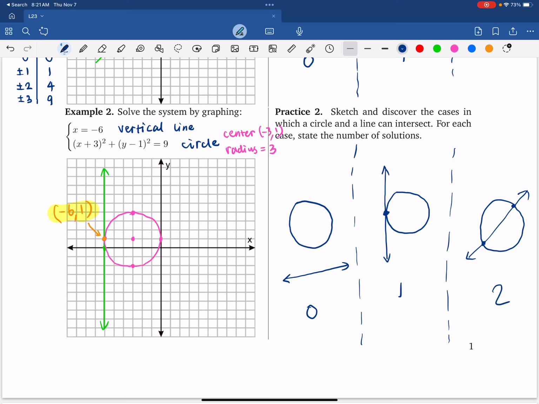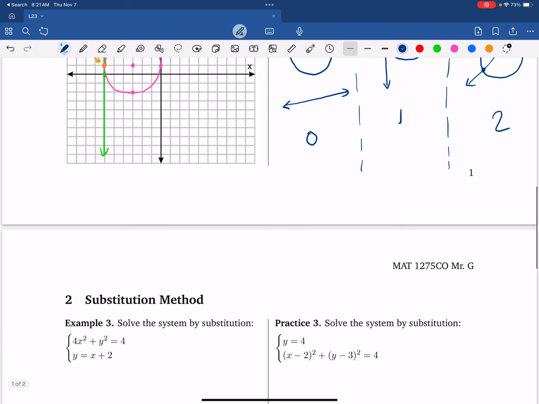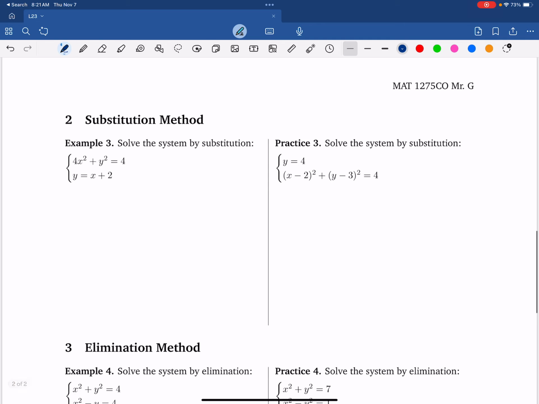Okay, so that would be 2 solutions. And that's the first page. It's the first method to solve a nonlinear system of equations. Moving on to second page, substitution method.